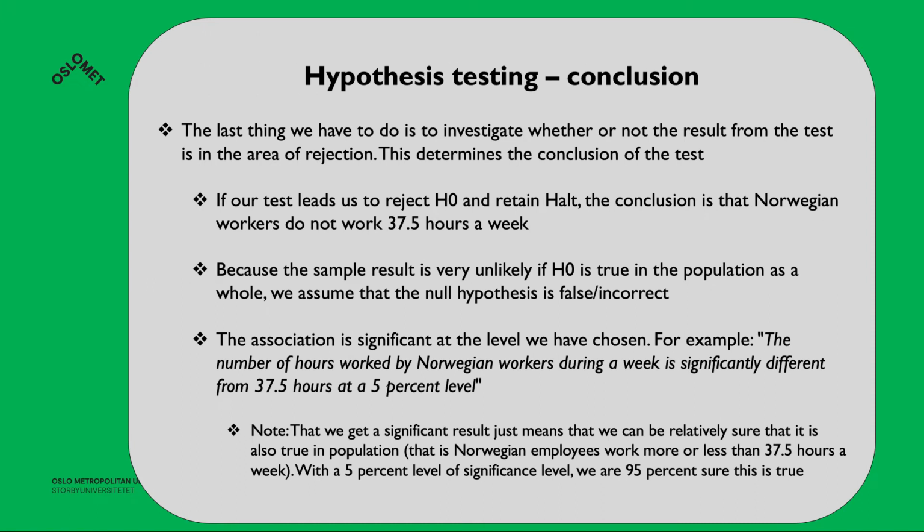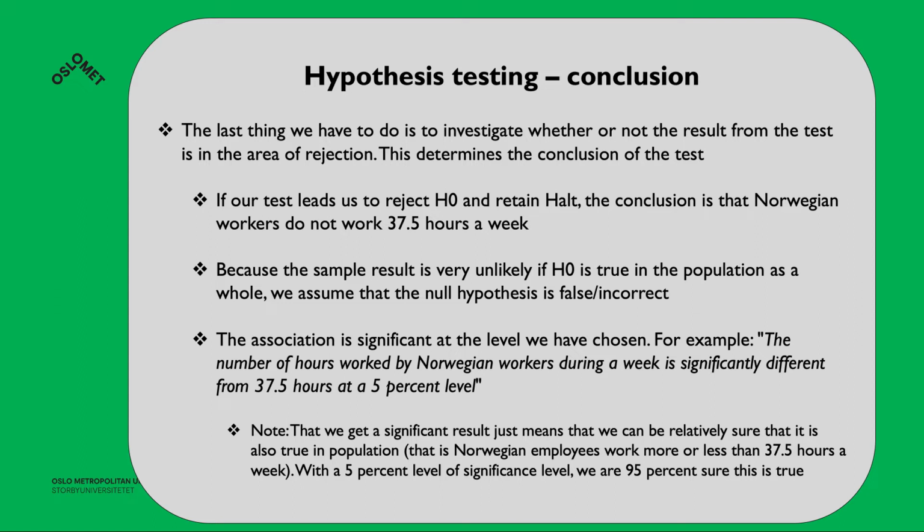The last thing we have to do is to conclude. Our conclusion is based on investigating whether or not the results from the test are in the area of rejection, and that determines the conclusion of the test. If our test leads us to reject the null hypothesis and retain the alternative hypothesis, the conclusion is that Norwegian workers do not work 37.5 hours per week, because the sample results are very unlikely, given that the null hypothesis is true in the population as a whole. We assume that the null hypothesis is false or incorrect.